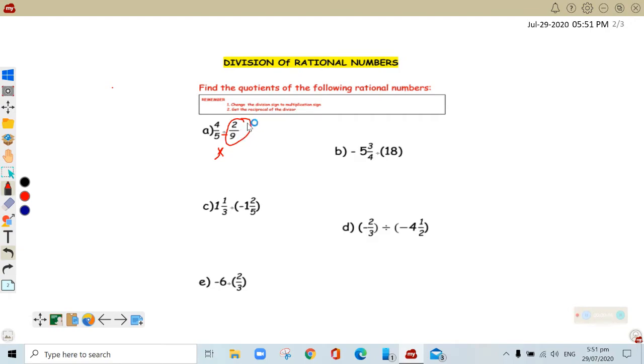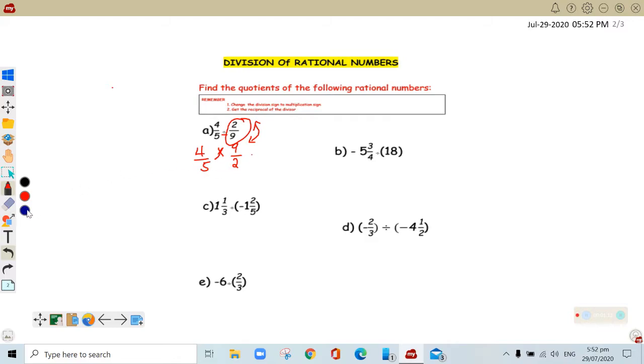2/9. Okay? So getting the reciprocal of 2/9, we need to interchange the position of the numerator and the denominator. So the new numerator will be 9 and the denominator will be 2 if you get the reciprocal, and then after, you just need to copy 4/5 here. After doing all the things that we need to change, that's the time we can do multiplication.